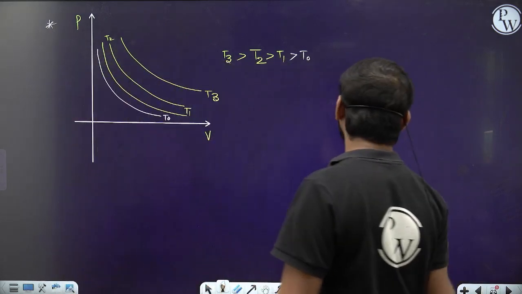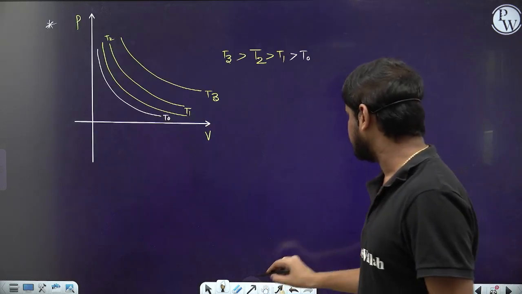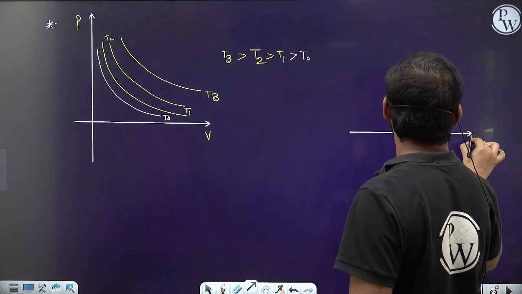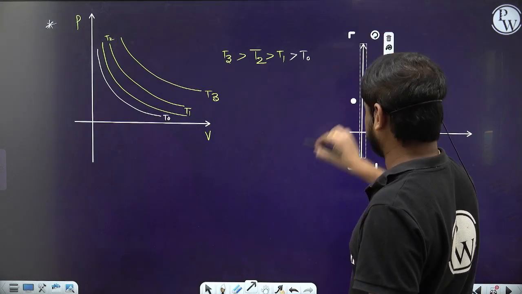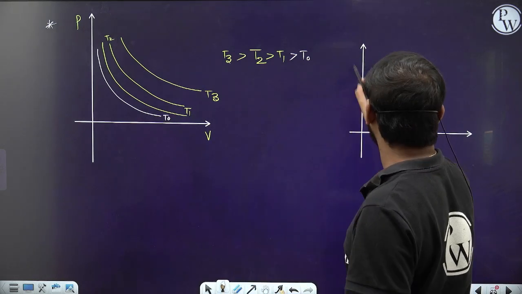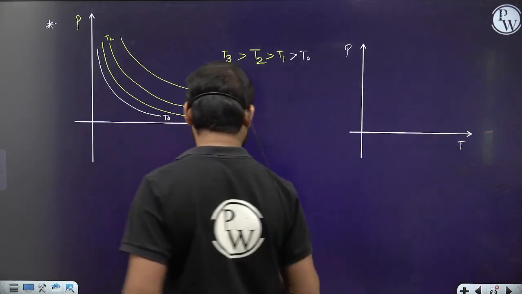So this is the P versus V curve. Now, can you draw the P versus T curve and the V versus T curve?